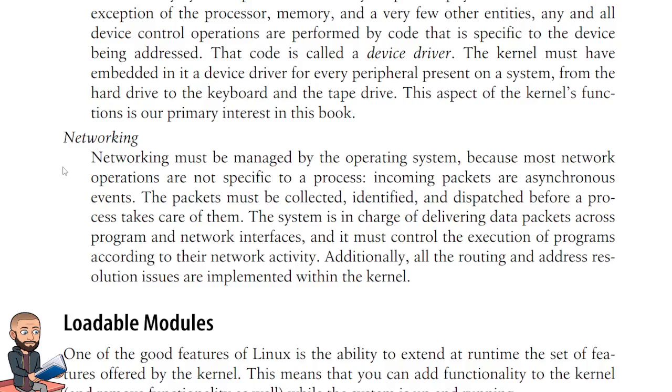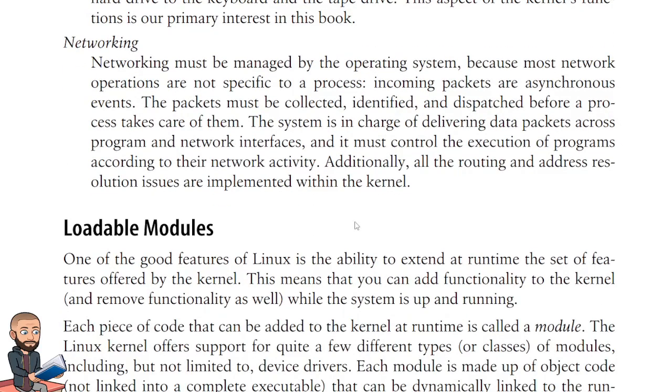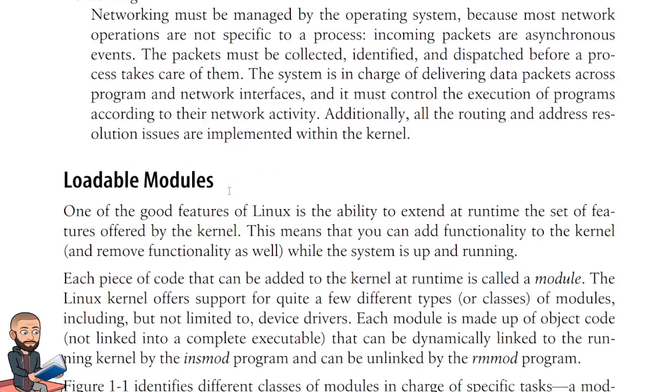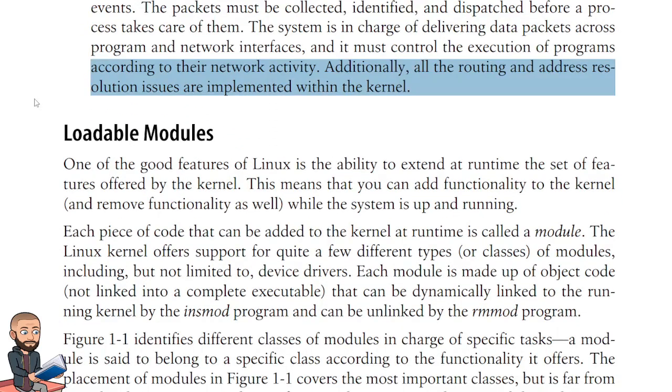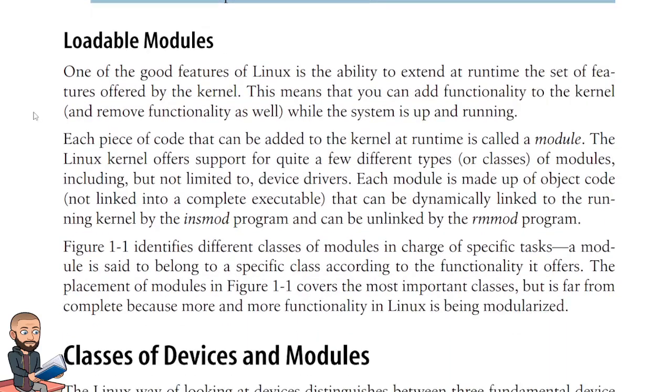The last role is networking, must be managed by the operating system because most network operations are not specific to a process. Incoming packets are asynchronous events. The packets must be collected and identified and dispatched before a process takes care of them. The system is in charge of delivering data packets across program and network interfaces, and it must control the execution of programs according to their network activity. Additionally, all the routing and address resolution issues are implemented within the kernel. All the routing and address resolution. Interesting. This is implemented within the kernel.